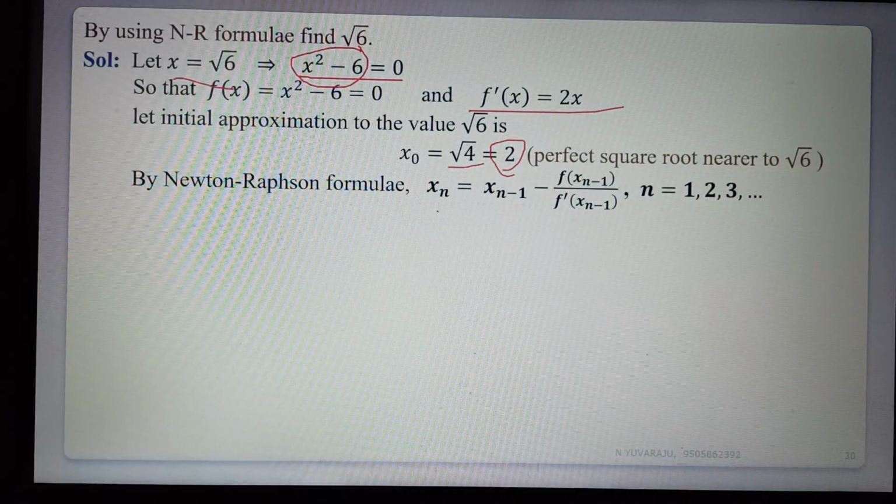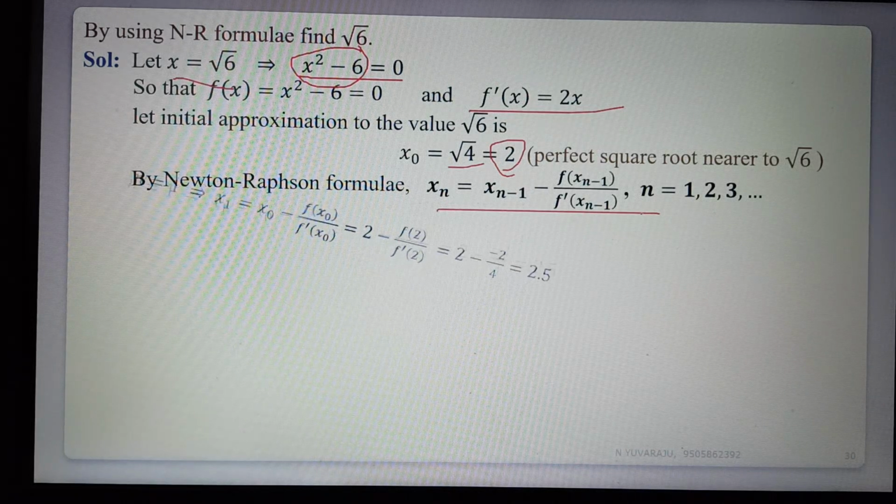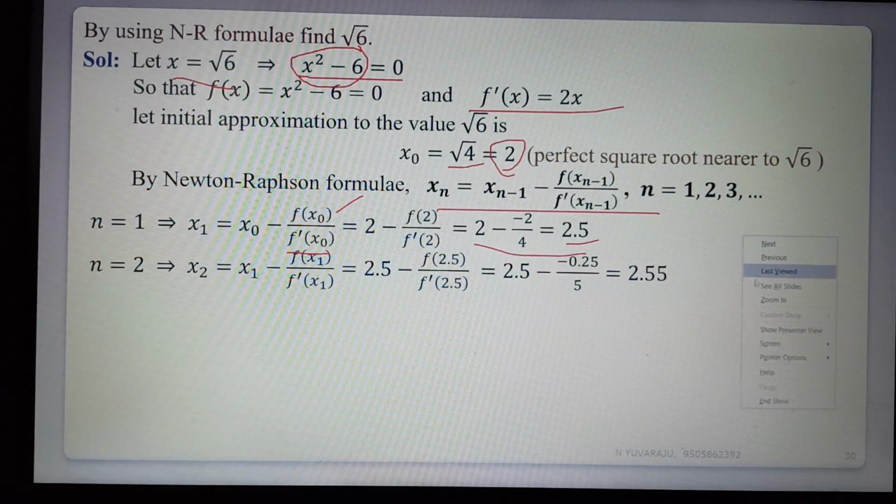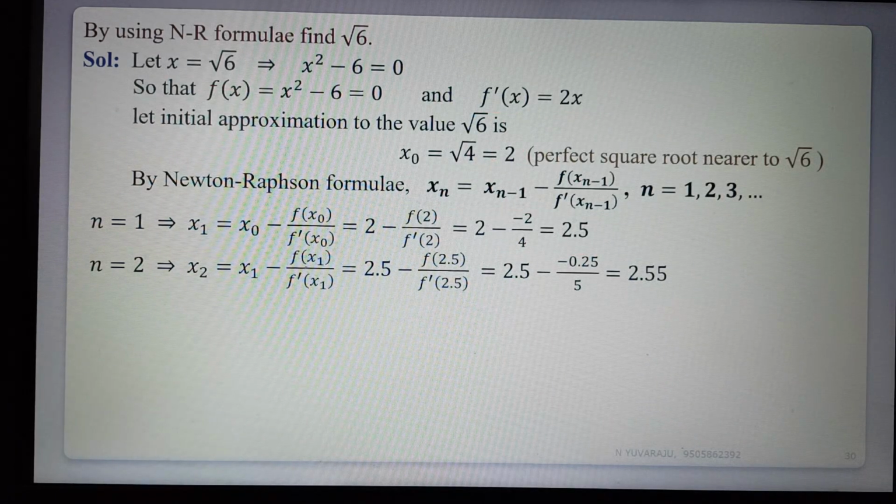So by using the Newton-Raphson formula we have to find the approximation values. First, n is equal to 1, x1 is equal to x naught minus f of x naught by f dash of x naught. Substituting x naught equal to 2, f of 2 by f dash of 2, we get 2.5, the first approximation. Next, the second approximation: x2 is equal to x1 minus f of x1 by f dash of x1, that is 2.5 minus f of 2.5 by f dash of 2.5, we get 2.5.